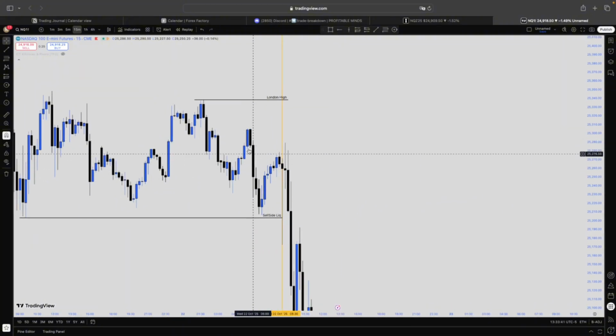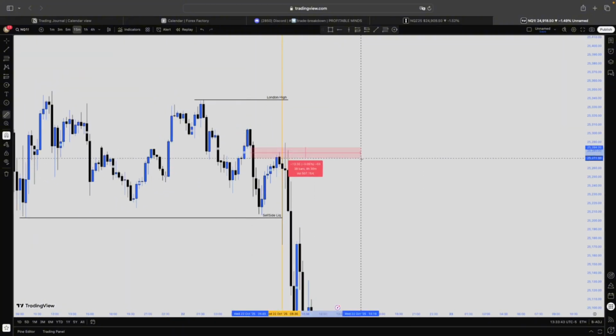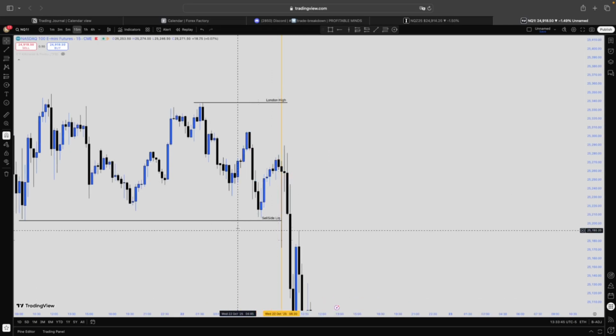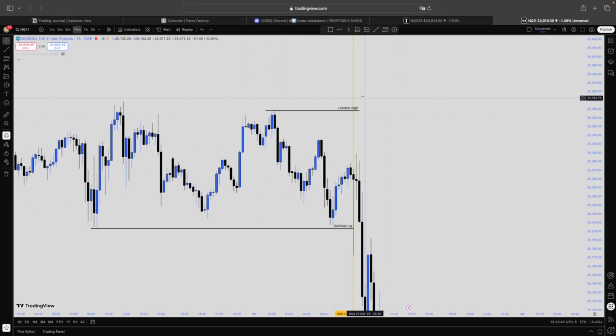Yeah, so market opens at 8:30. You can see we kind of use this 15-minute to come down and take out sell side. And this is all, so what I mean by low resistance liquidity, or when I say low resistance or internal liquidity, is kind of the same thing.